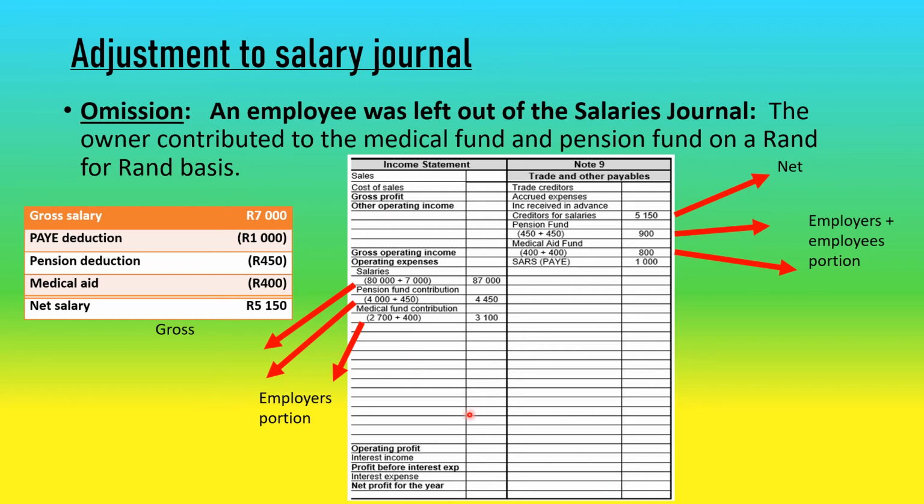Just to revise quickly, make sure that you know that the amount that goes in your income statement is only the employer expense. That is because the employer does not pay for the employee's medical aid, the employee's portion. The employee pays their own portion. Therefore, on the income statement, you will only show the expense what the employer has paid. But in your trade and other payables note, you would show both the employee and the employer portion because the company needs to pay both the portions together to the fund.